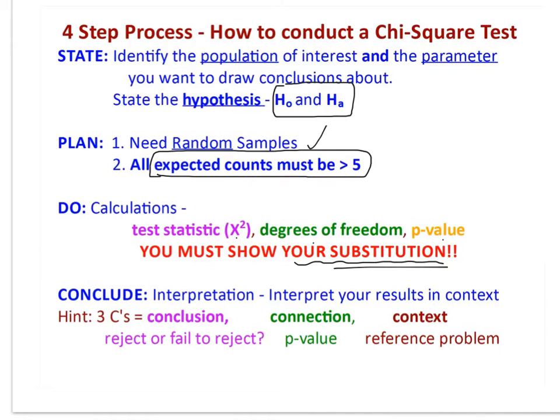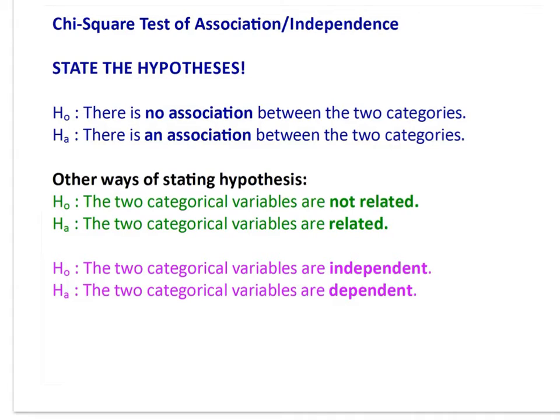And then my conclusion: reject or fail to reject, p-value, and reference the problem. So let's start with my state step, the hypotheses. I have to state my hypotheses, and for the test of association, we have a couple different ways of wording things.